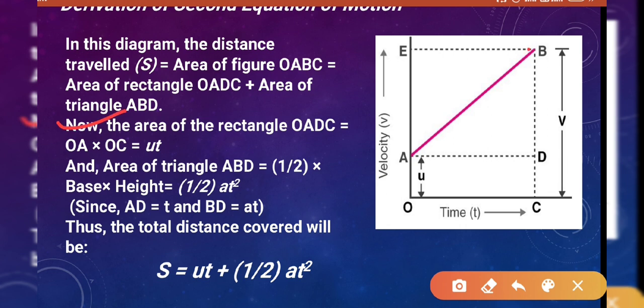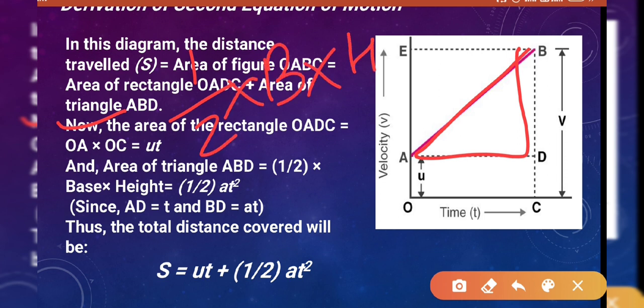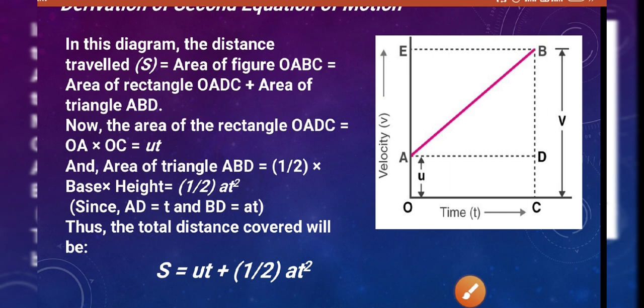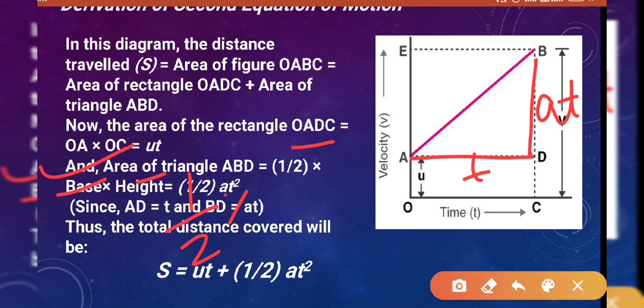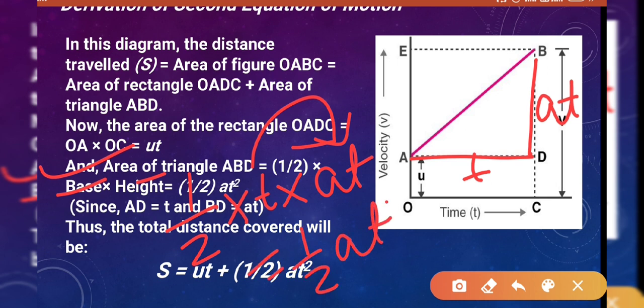Now the area of triangle, we know that half into base into height. Area of triangle ABD, half into base into height, where base is AD, AD is equal to T, height is BD, BD is equal to AT. So half into base into height, this T multiplied by this, and we will get half AT square.